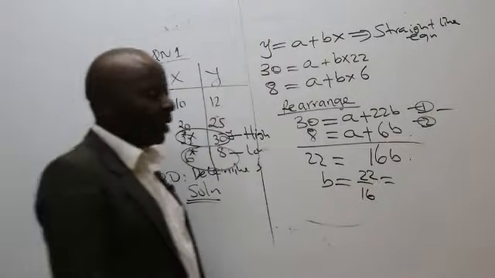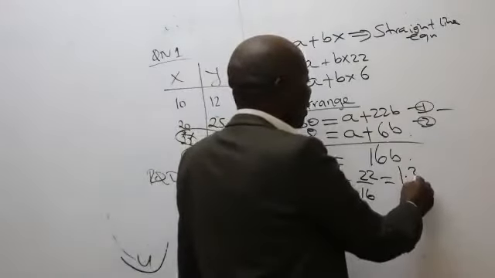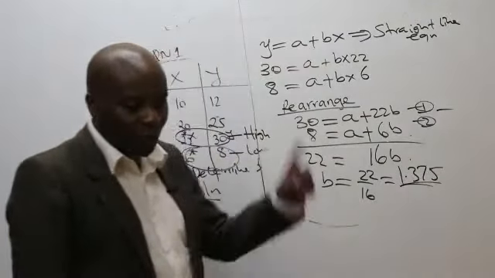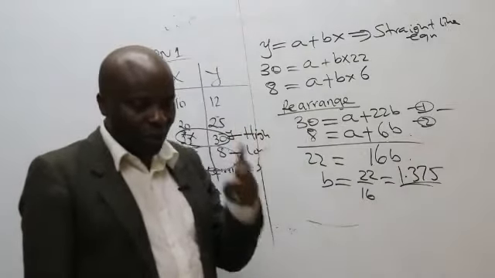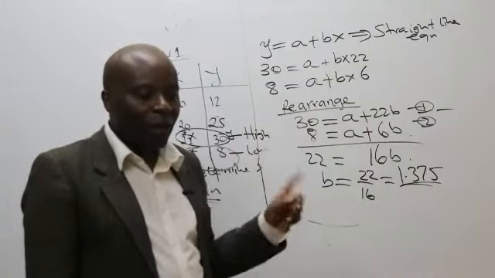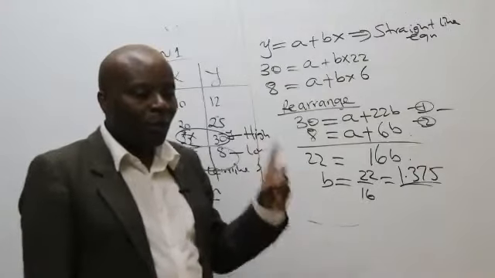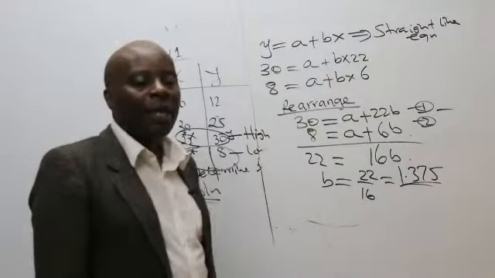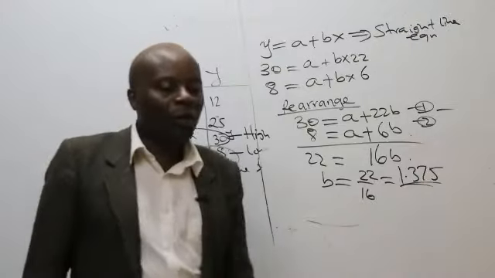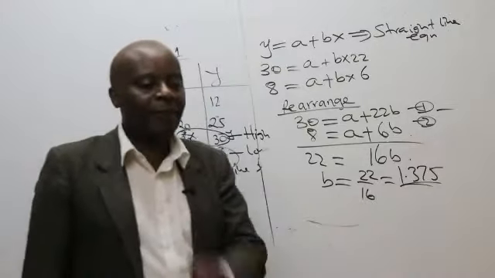So Daniel gives me a figure of 1.375. Karaoke has also confirmed. Thank you very much. So, ladies and gentlemen, having gotten this one, B, how will we be able to get our A? What shall we do for us to be able to get A?